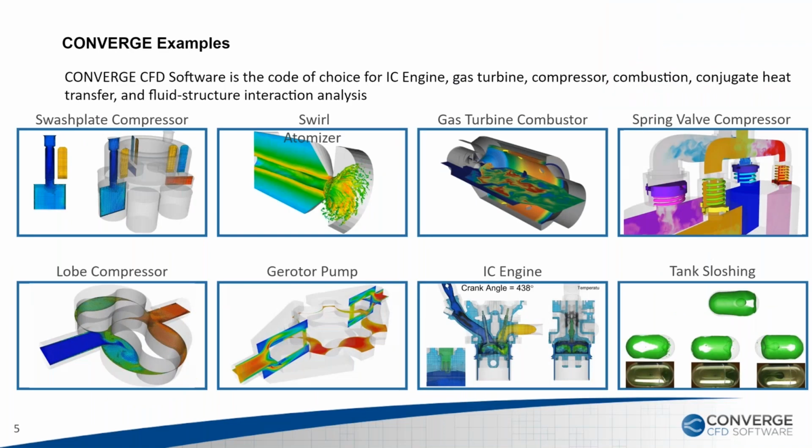These are just a few examples of some industry applications that we've used Converge to simulate. You'll see a lot of things like compressors, atomizers, which is a good example of some of our really powerful spray modeling tools. We have gas turbine combustors, IC engines, of course, where we're huge in the internal combustion engine market. Various tank sloshing cases, and some other pumps and valve type compressors.